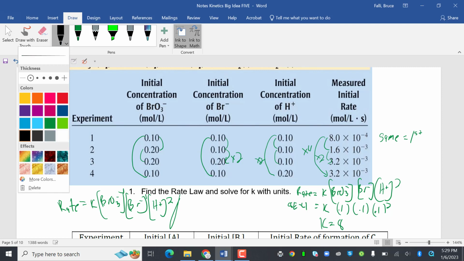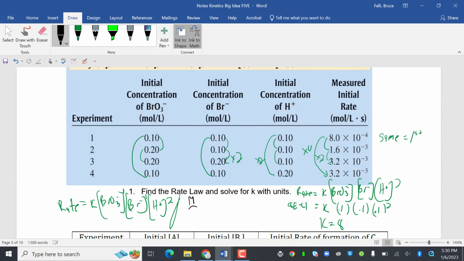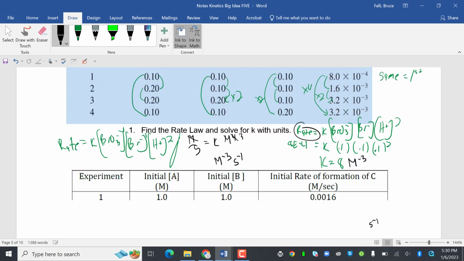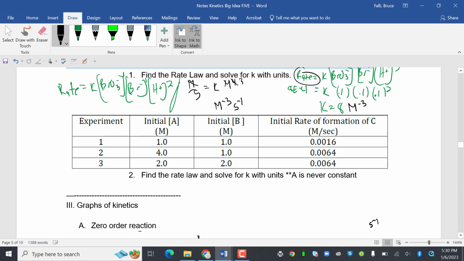Okay, so again, if I'm doing the same thing, I'll change my color here. Go black, what the other one was. So I'm going to have molarity per second equals K times molarity to the fourth. So this will kick it down to the third. So I'm going to have M to the negative third, seconds to the negative 1. And that's my answer. All right. Next: find the rate law and solve for K with units.